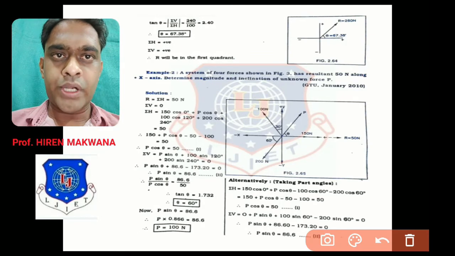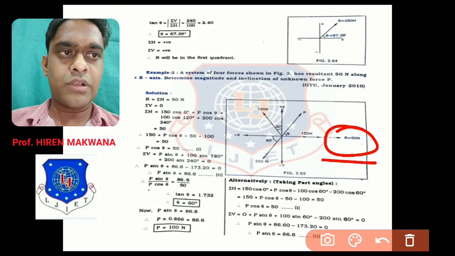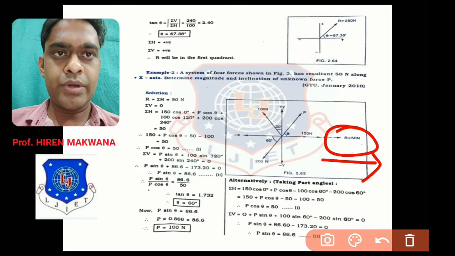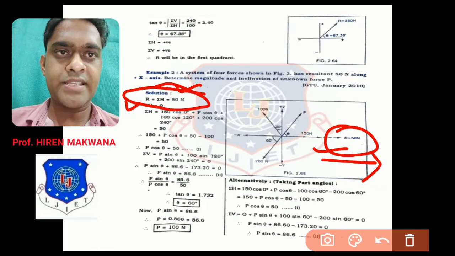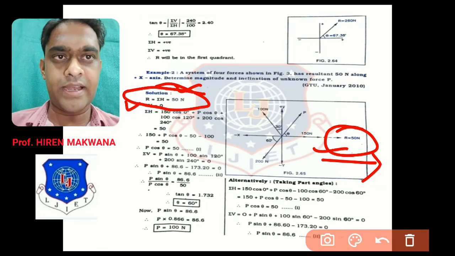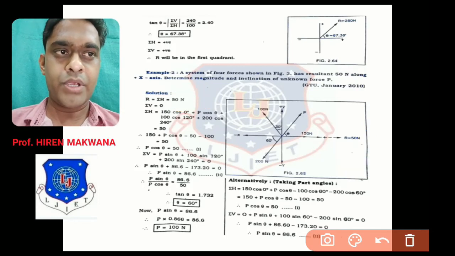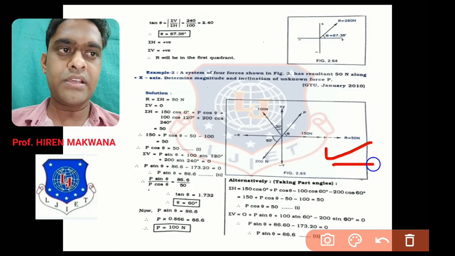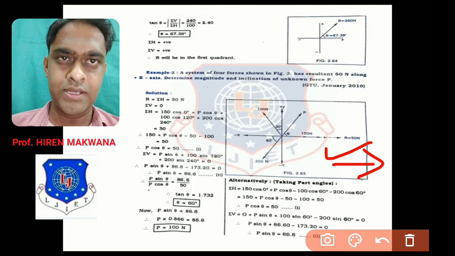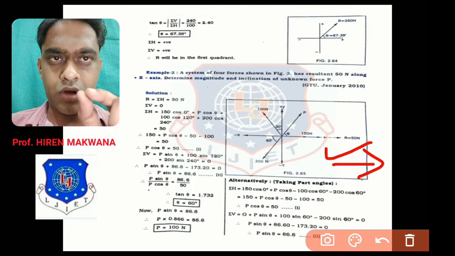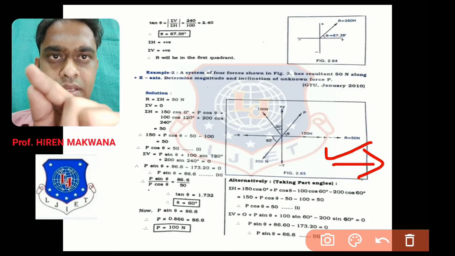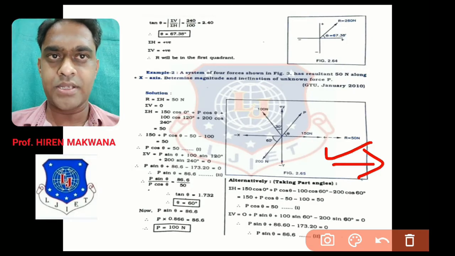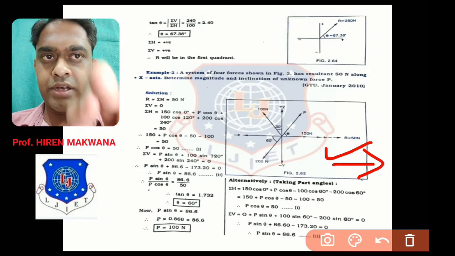Very important turning point. A resultant is given and it is along positive x-axis. So you have to take R equal to sigma h is equal to 50 Newton. You are wondering why R equal to sigma h? Because resultant is totally in horizontal direction. So there is no effect of this resultant in vertical direction. So resultant will be equal to horizontal components. Resultant is not doing any effect in vertical direction.